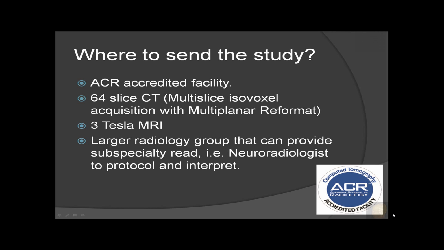And also a high multi-slice CT, preferably 64 slices. I'll show you why. It doesn't necessarily have to be 64 slices. All I'm saying is a thin slice, where we can do multi-slice isovoxel acquisition with multiplanar reformat. That means you slice the patient in the axial plane, and it's thin enough that you can use the computer to regenerate different planes, coronal or sagittal, any plane you want, without rescanning the patient.